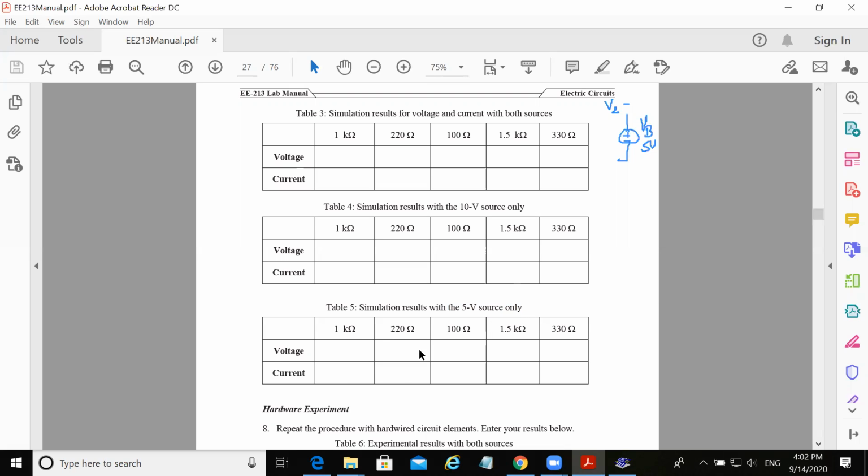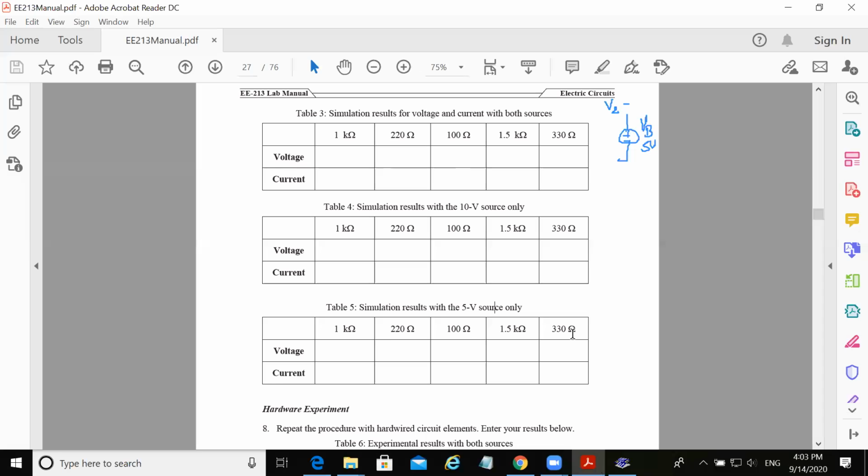Okay. So here in the table, we are not writing the names V1, V2 or I1, I2, etc. We are simply using the resistors. So we are saying, what is the voltage across 1 kilo ohm? Write the value here. What is the current that is flowing through 1 kilo ohm? Write the value here. Similarly for 220 ohms, 100 ohms, 1.5 kilo ohms and 330 ohms.